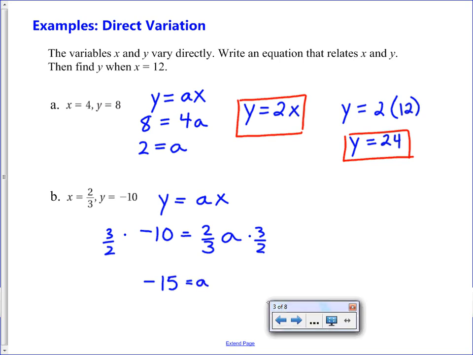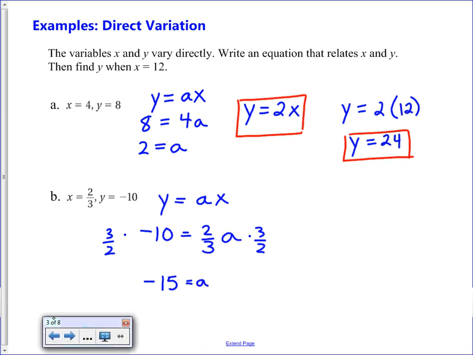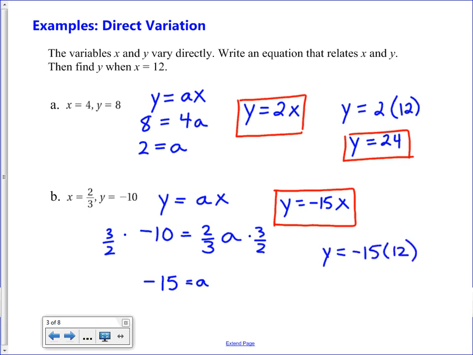So that's our a value, which means I have enough information now to write the equation y equals negative 15x, because that was my a, my constant of variation. Put a box around that; that's half the answer. Now it wants us to find y when x is 12 again. So we take our equation and plug in 12 for x: negative 15 times 12, y equals negative 180. That's the other part of the answer.